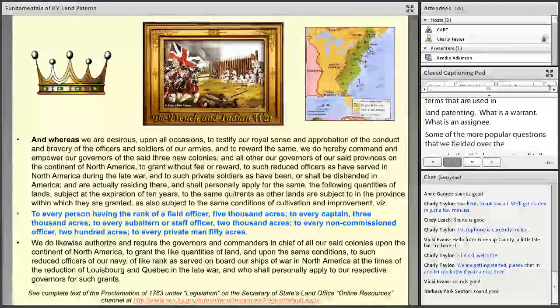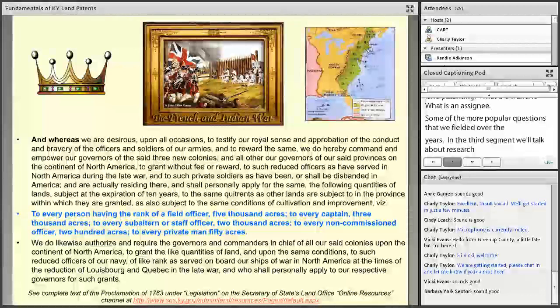The examples that we're going to be using today are limited to just a few counties, indeed, but the applications will apply statewide, not to just the counties being referenced today. So we shall continue.